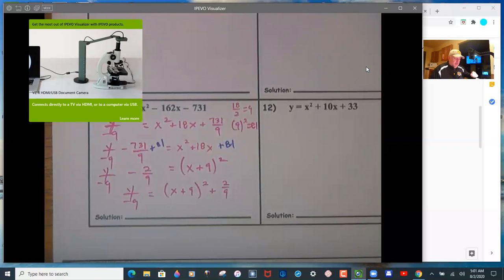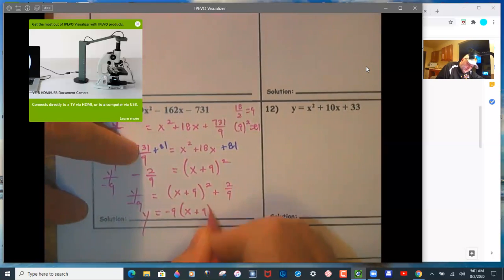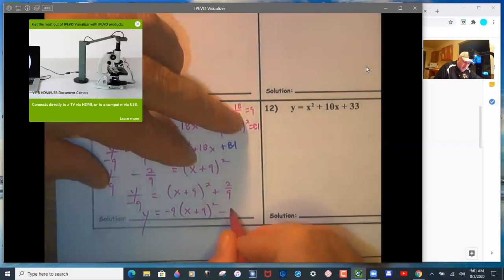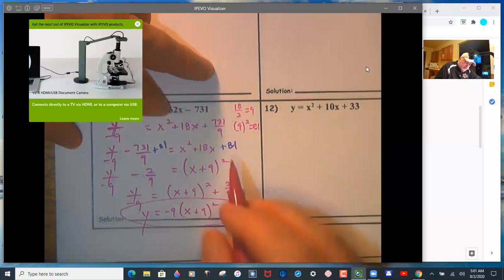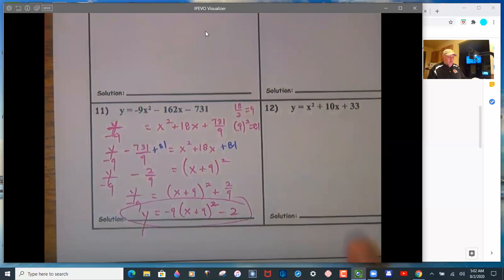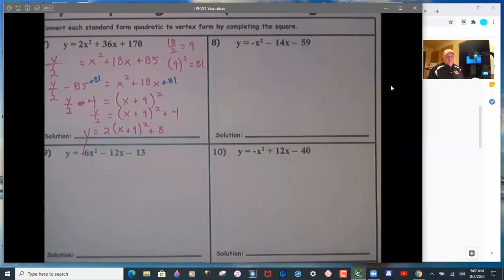There's my advertisement again. Multiply everything by negative 9. So we have negative 9 in front. And then that makes this negative 2. Hey, I got it right. So happy. So negative 9 times 2/9 is negative 2. Okay, so do as many of these as you feel you need to get this down. Actually, all of these are strongly recommended.